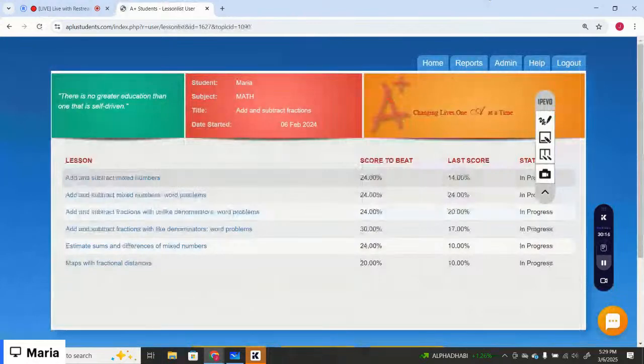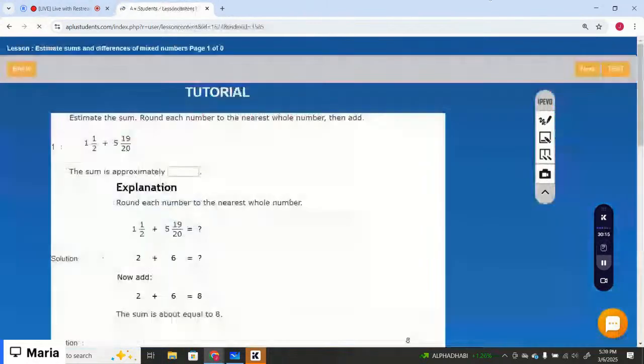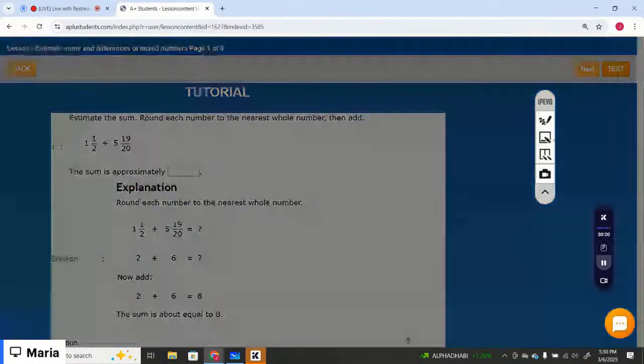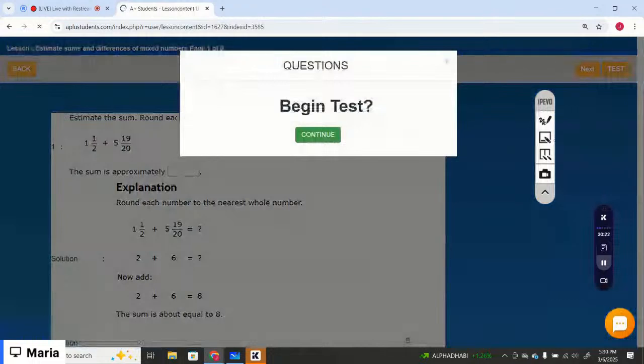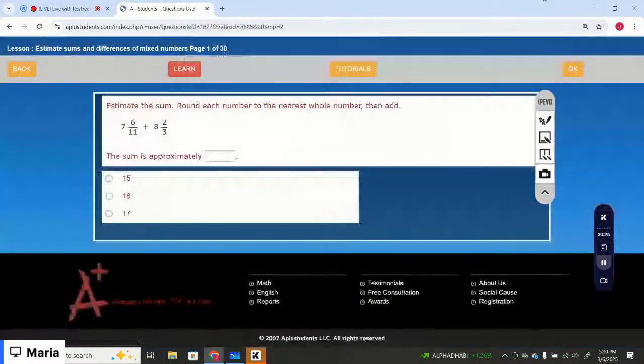The next lesson is estimate sums and differences of mixed numbers. Let's just start with the test questions. 7 whole 6 by 11 plus 8 whole 2 by 3. Estimate the sum. Round each number to the nearest whole number and then add.